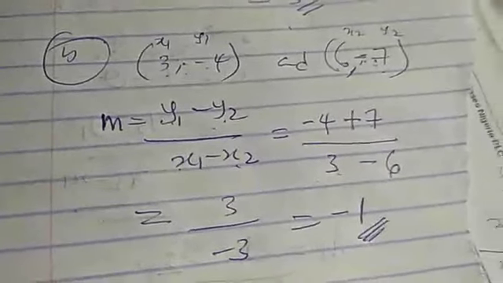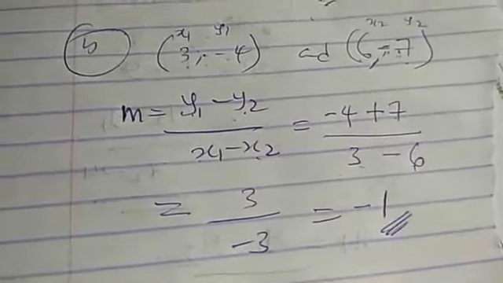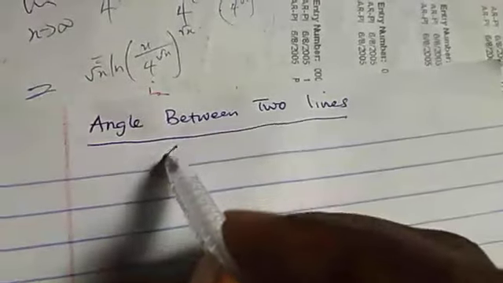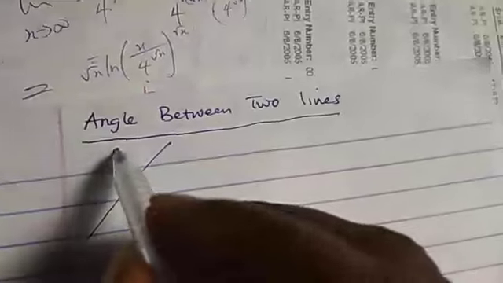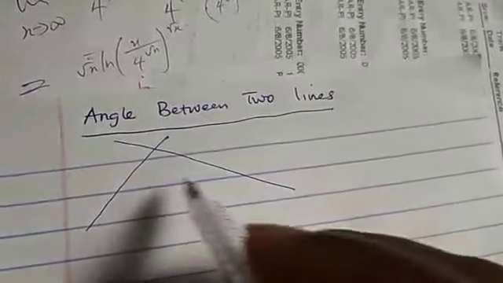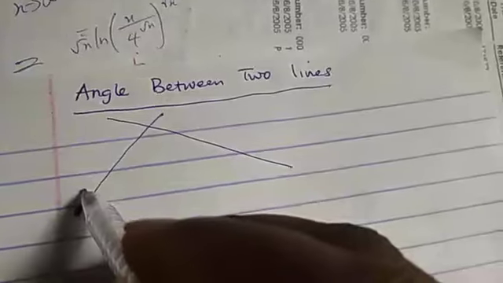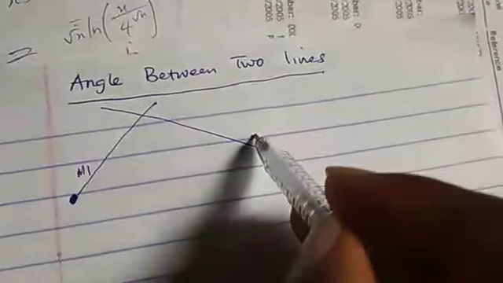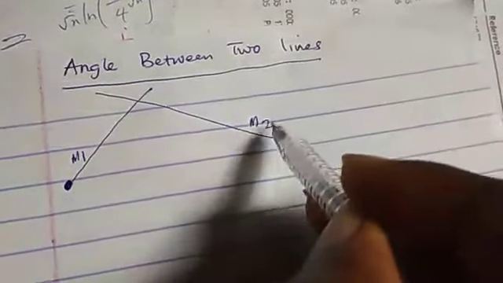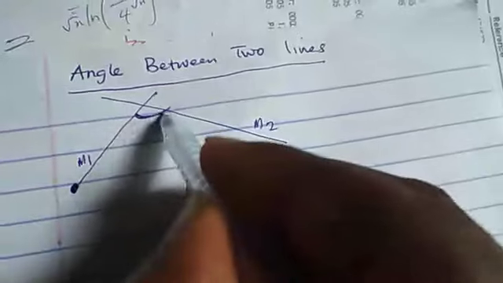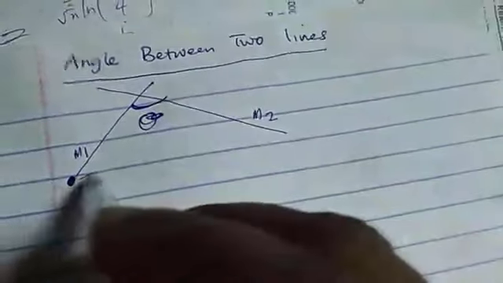Now we have some conditions under this gradient. The first one, let's consider angle between 2 lines. Let's consider we have a line here and another line. This line here has gradient m1. This line here has gradient m2. We want to find the angle between these 2 lines.